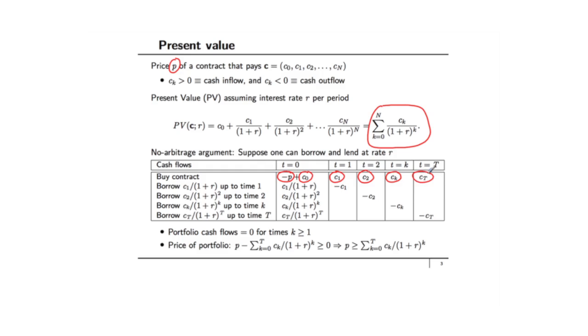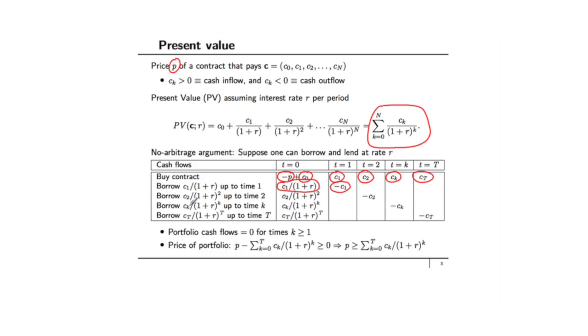I'm going to borrow C1 divided by 1 plus R amount for up to time 1. So at time t equal to 0, this is the amount that comes into my pocket. At time t equal to 1, I have to pay out. I have to return the amount that I borrowed. And how much do I have to return? It's going to be the amount that I borrowed times 1 plus R, which cancels out the divide by 1 plus R, and you end up getting exactly minus C1.